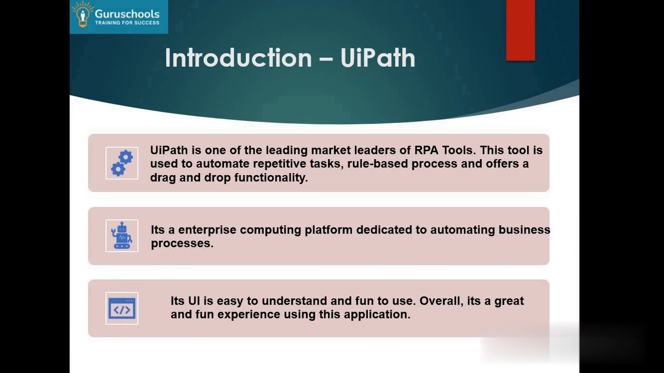This tool is used to automate repetitive, rule-based tasks by using drag and drop functionality. And if you go and see the Gartner report, Gartner is one of the famous agencies doing surveys of tools and technologies. If you look at the Gartner Magic Quadrant for RPA, UiPath is the number 1 tool there. And it is an enterprise computing platform dedicated to automating business processes.